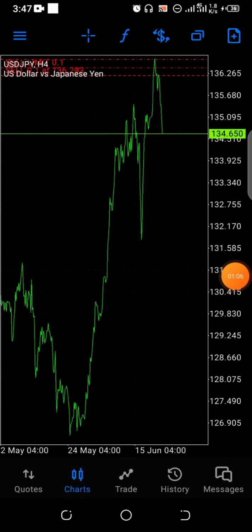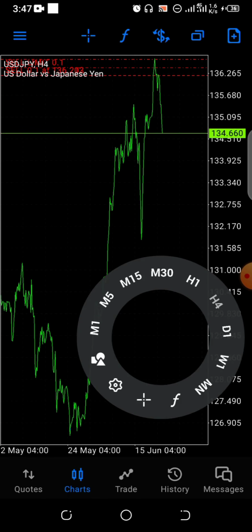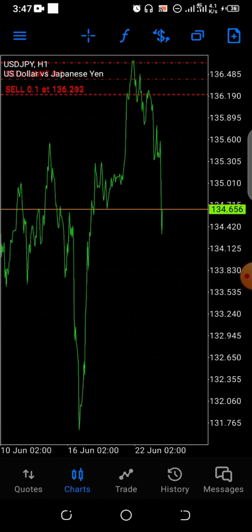Why do I prefer line charts to do some analysis? I'm going to show us how to do line chart analysis. The reason why line chart analysis is good is because it is going to help you clear all those liquidity areas. Let me give us an example so that we understand better.